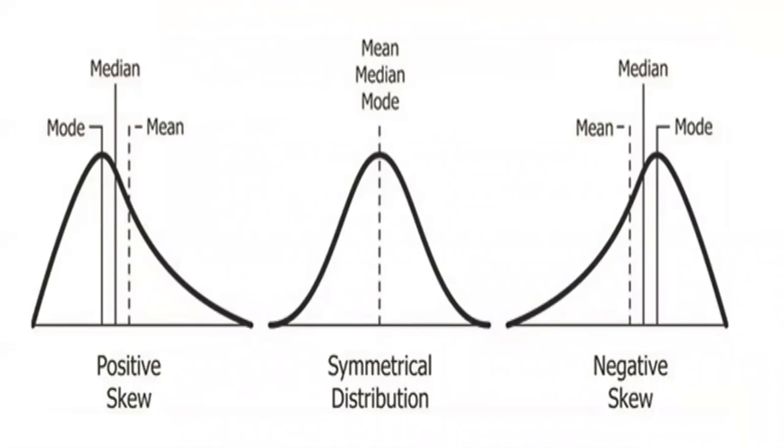Now let's understand one by one. This indicates positive skewness, where it is skewed to the right. This is the symmetrical one, where all three values x, m, z are equal: x is the mean, m is the median, and z is the mode. This symmetrical distribution is the representation of the normal distribution curve. Then when the distribution is negatively skewed, it will be skewed towards the left.